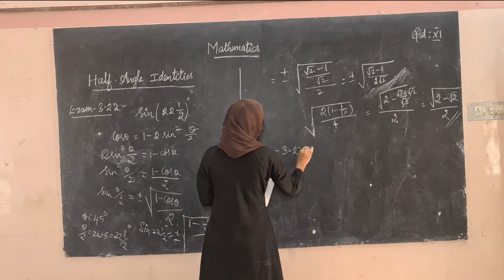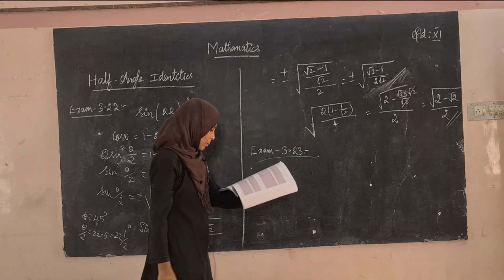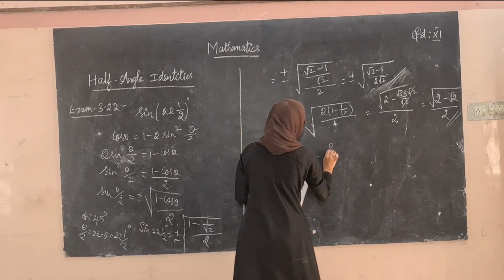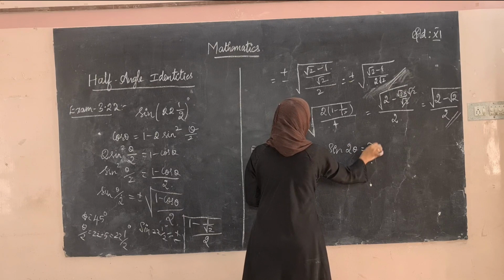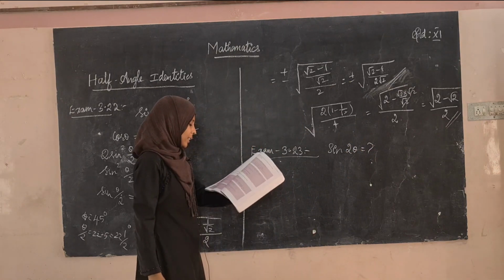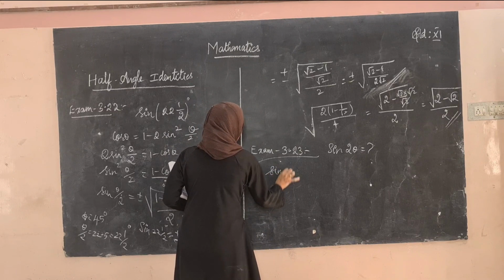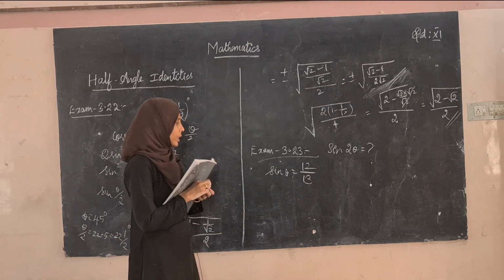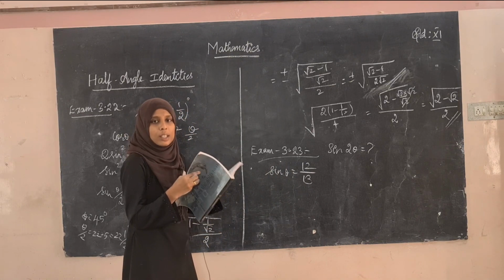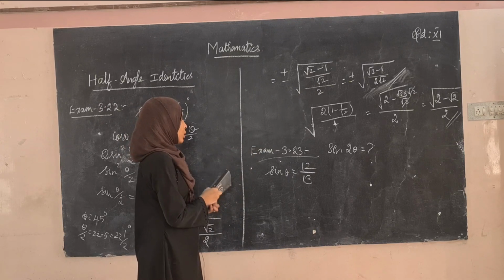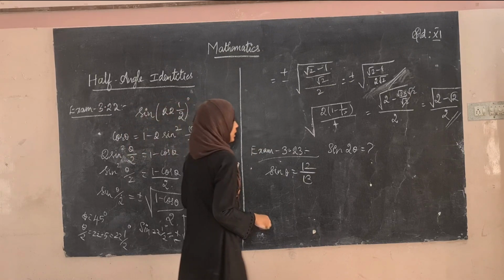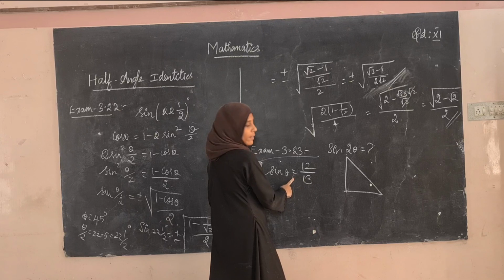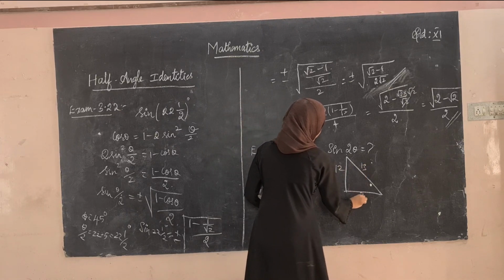Example 3.23. Find the value of sine 2 theta, when sine theta is equal to 12 divided by 13 and theta lies in the first quadrant. Theta lies in the first quadrant means in the first quadrant all the trigonometric functions are positive. So by using the right angle triangle, this is the hypotenuse. So sine theta will be equal to opposite divided by hypotenuse. This is 12 and this is 13. So you have to find this.